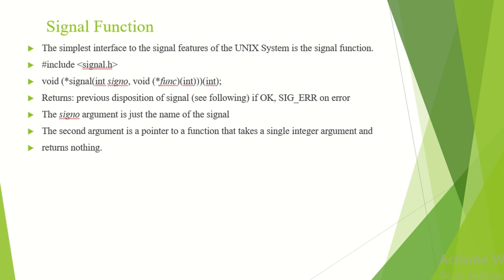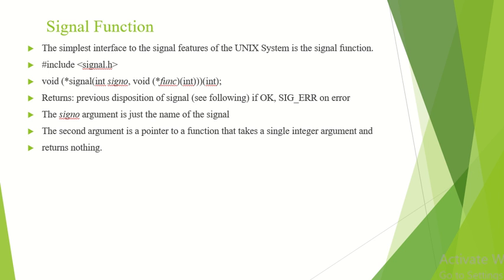This is the simplest interface to the signal feature of the Unix system, and we need to include signal.h for this. Let's see the prototype. This signal function has two arguments. One is a signal number and the second is a pointer to a signal function which returns nothing, and takes an integer argument. The function returns the previous disposition of a signal if okay, otherwise it returns SIG_ERR.